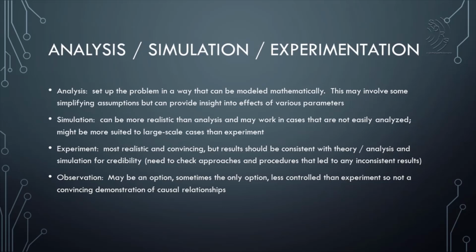Experimentation is the most realistic and therefore very convincing, especially if the results are consistent with the theory and simulation. If they're not, then it's necessary to check and see what might be leading to those inconsistent results. In addition to experimentation, in which controlled cases are considered, observation may be an option, and in some cases it may be the only option.